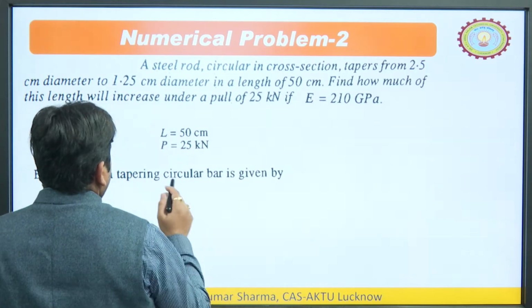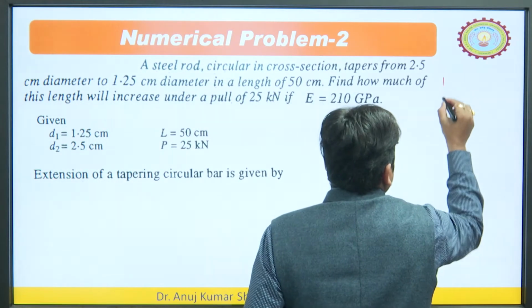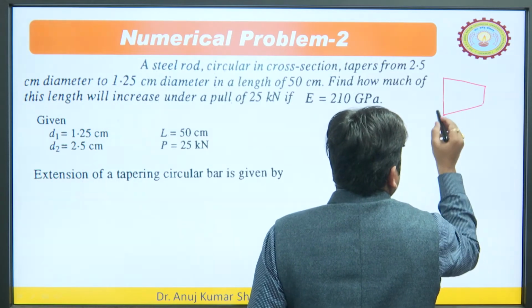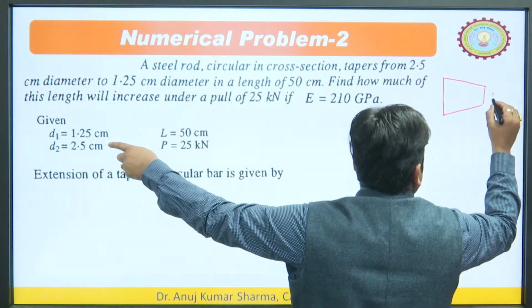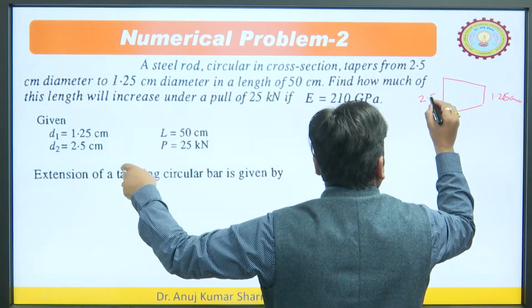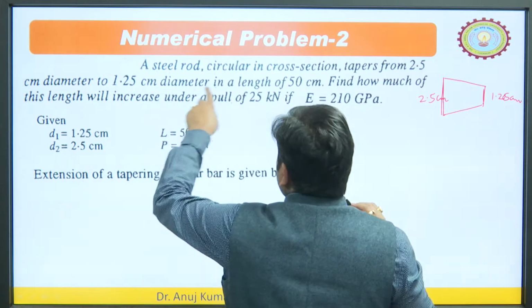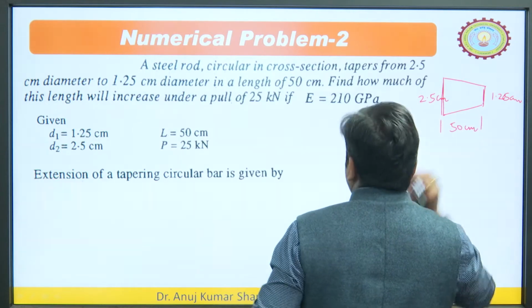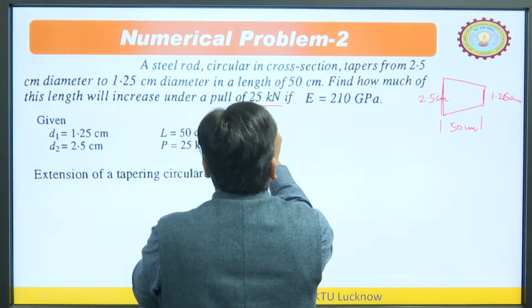Let us say there is a tapering rod. If I draw this rod, at one end the diameter is 1.25 centimeter and at the other it is 2.5 centimeter, a small diameter here, in a length of 50 centimeter. This length is given, that is 50 centimeter. Find how much this length will increase under a pull of 25 kilonewton.